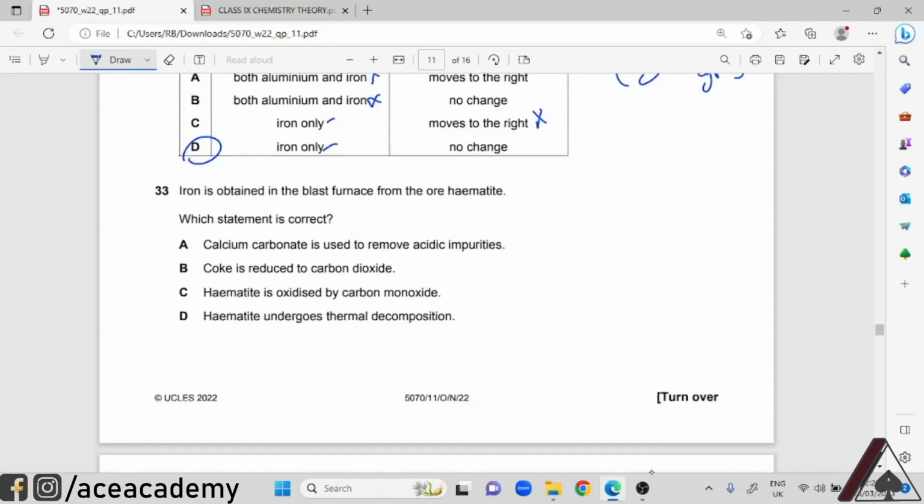Question 33 states iron is obtained in the blast furnace from the ore hematite. Which statement is correct? Calcium carbonate is used to remove acidic impurities. We know that this is correct. As a result, this will be our answer, and none of the others are answers.